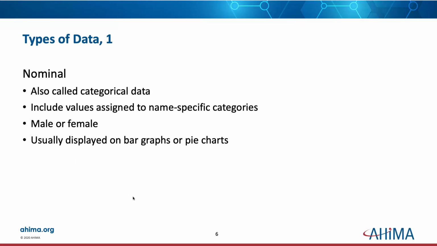Types of data. Nominal. This is also called categorical data. And this is on the bottom of page 73 if you're looking in your book. It includes values assigned to name-specific categories. An example might be male or female. It's usually displayed on bar graphs or pie charts. And they give you an example of a bar graph at the top of page 74. It lists the ethnicity of a hospital's patients. How many discharges do they have based on patient ethnicity? Then you have at the bottom of page 74 an example of a pie chart. And this is looking at the types of patients within a hospital. Are they emergency only?